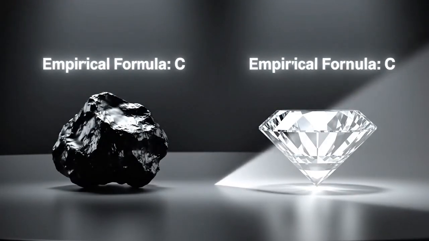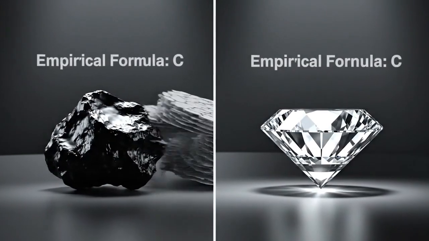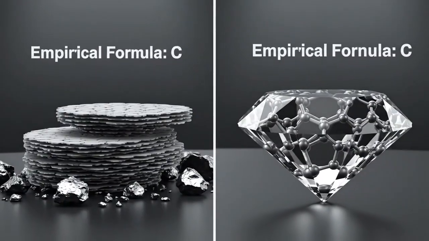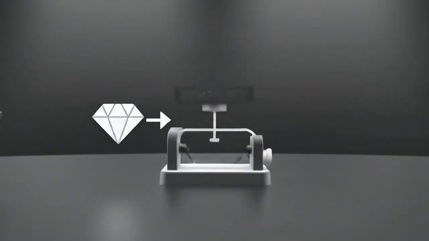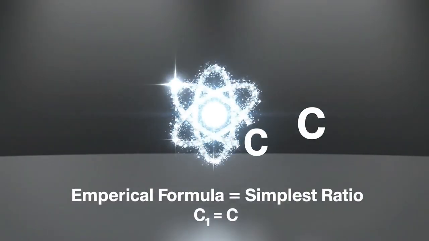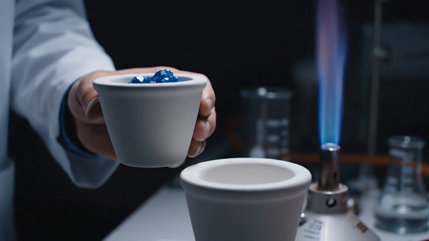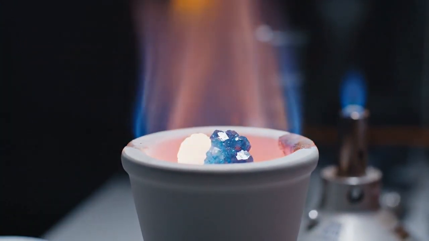What if two things have the same basic recipe, but are completely different substances? This is the power of the empirical formula. So how do we find this hidden formula?